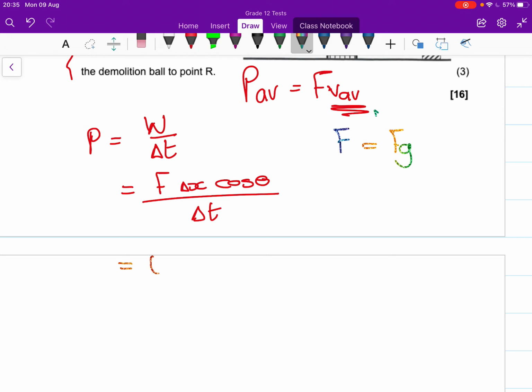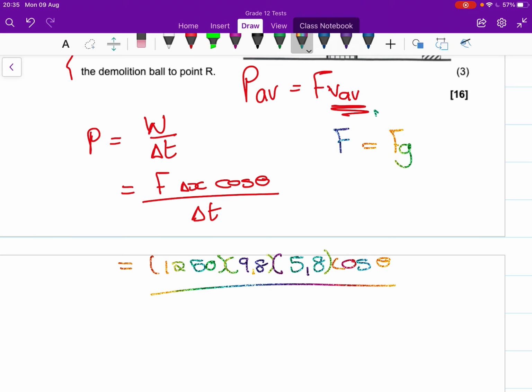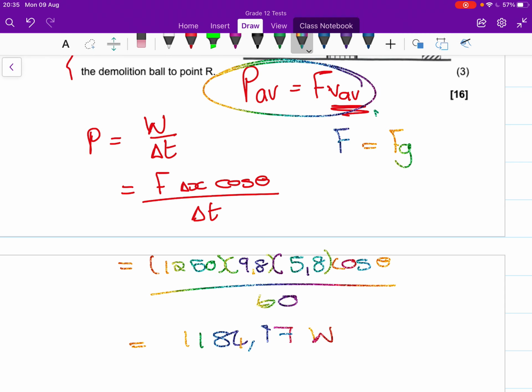So this is going to become 1,250 times 9,8 times 5,8 times cos theta over, and they said it took 60 seconds, which gives me 1184,17 watts. Please be careful with these ones. You can only use this equation when you have linear motion. So it's moving vertically upwards, completely vertically upwards, or it's moving horizontally, not for a pendulum. Be very, very careful.